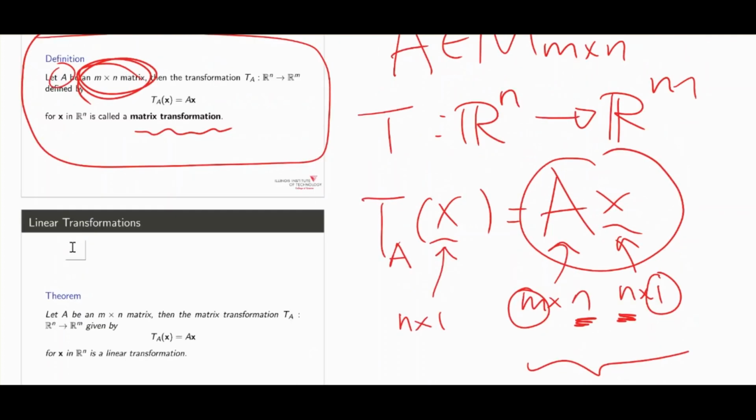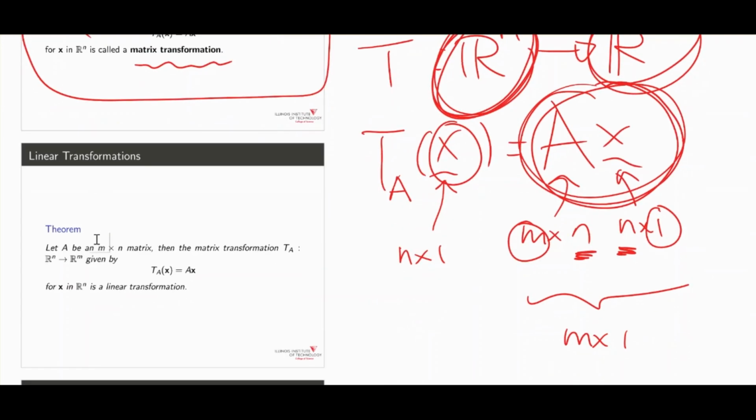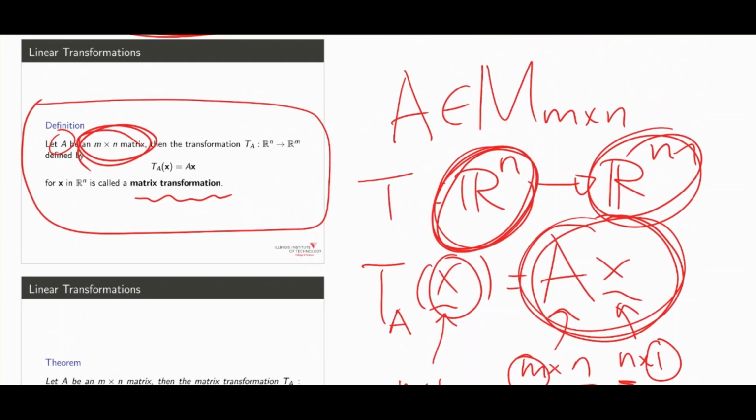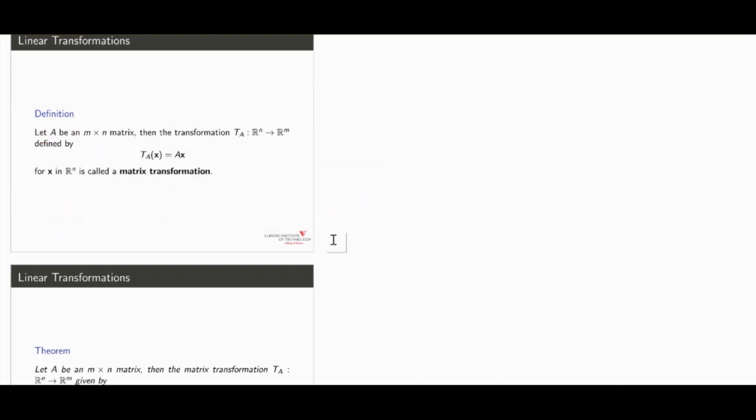That justifies why we say this is a mapping that takes an element in Rn and maps it to another element in Rm, because this is in Rm, as you can see. So a transformation that can be associated with a matrix, a transformation that looks like this, is called a matrix transformation. Our first theorem is to show that the matrix transformation is linear. Any type of transformation that can be expressed in this form is linear. That's the claim, right? It's linear.